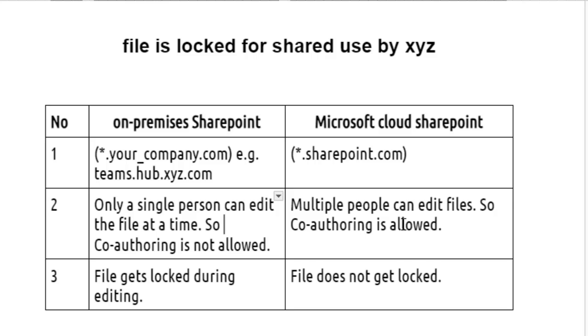But on the contrary, if you're using this kind of URL, star.sharepoint.com, then in that case, multiple people can edit the files, which is called co-authoring basically, when multiple people are able to edit the file. And that is when this error comes, file is locked for share use. So in the on-premises SharePoint case, you will see this error, file gets locked during editing, okay? But in Microsoft Cloud SharePoint, multiple people can edit the files and file doesn't get locked.